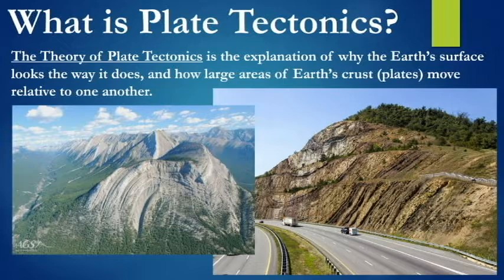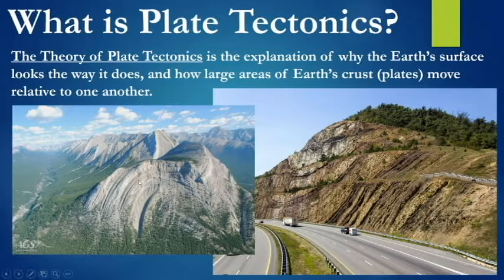So when we say plate tectonics, we're really talking about the theory of plate tectonics. And of course, when we use the word theory, we just mean it's an explanation for which there's a lot of evidence to support. And the explanation is really, why does the Earth's surface look the way it does? Or, why does the crust look and also behave the way it does?